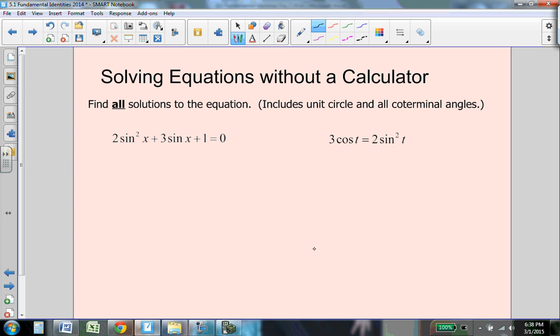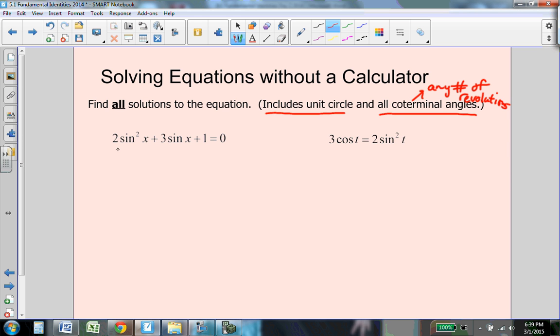Okay, now notice that we no longer have the 0 to 2 pi restriction. It is going to include some unit circle stuff, but we also want to include all coterminal angles. That simply means that we want to say any number of times around the circle, any number of revolutions. So if you wanted to go around the circle 4 or 5 times and then land in the same place, we're going to have to write our answer to satisfy that. We'll do that at the end.